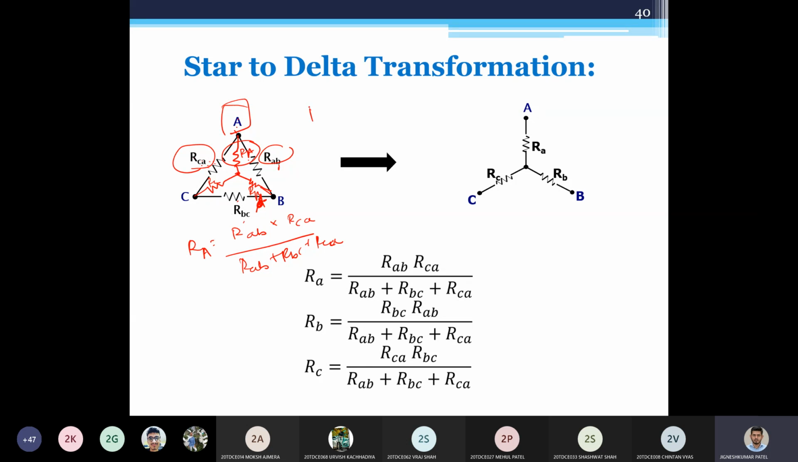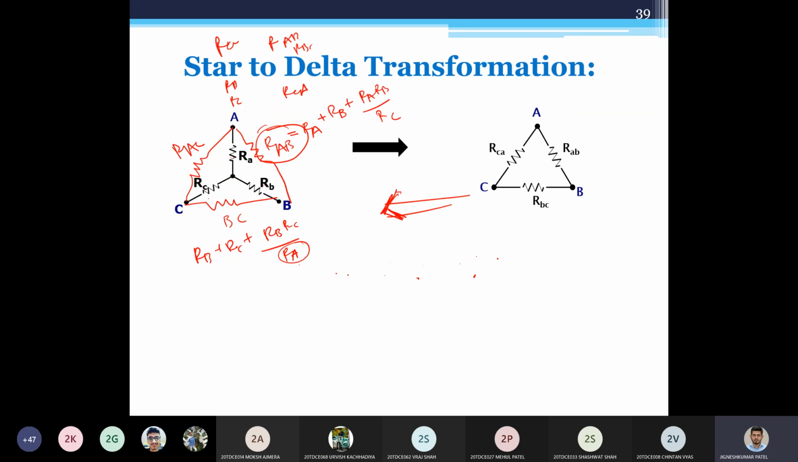If I write for RC, I can write it by multiplying the other two branches having node C in common. So what are those two in delta? RCA and RBC. With this naming, you can simply see this RC and RBC, divided by the sum of all the three branches in delta, that is RAB, RBC and RCA. After this, these are the only two equations that you have to remember.